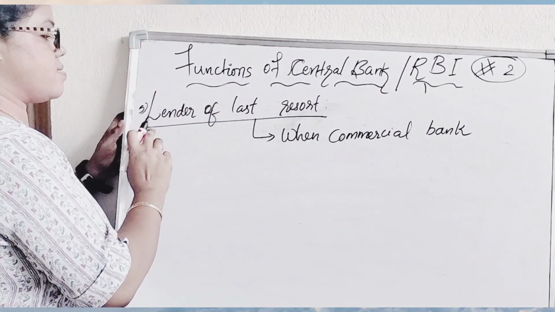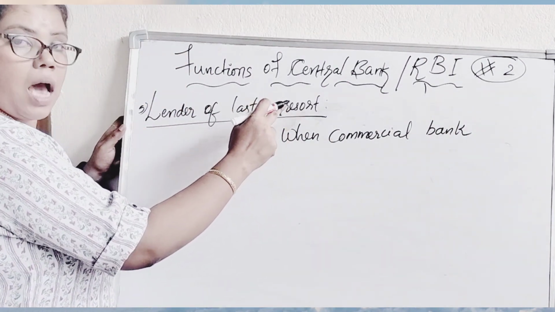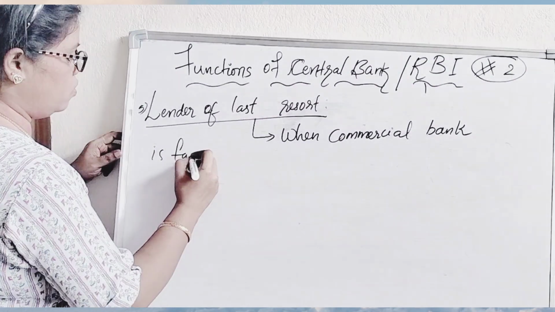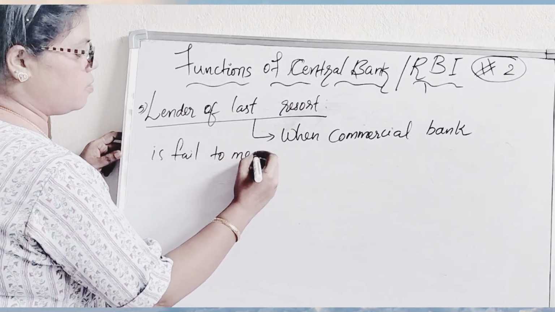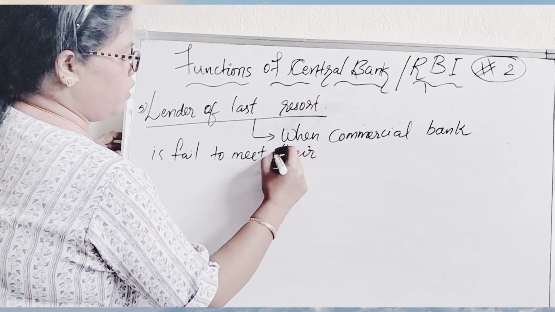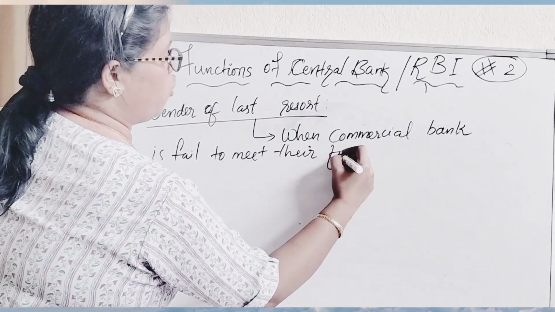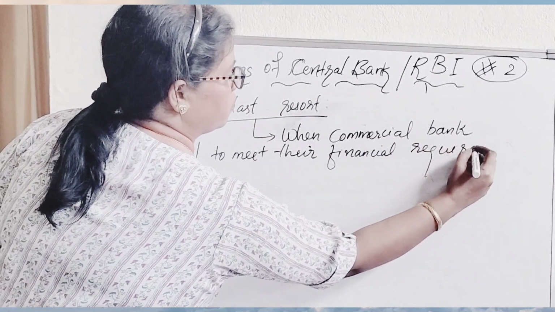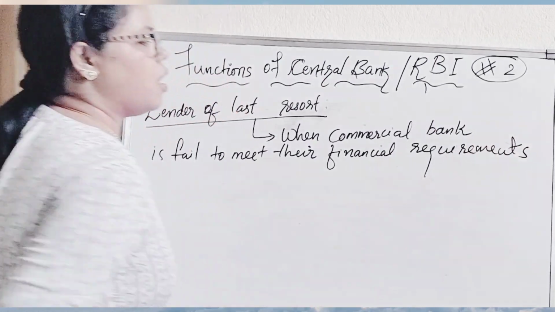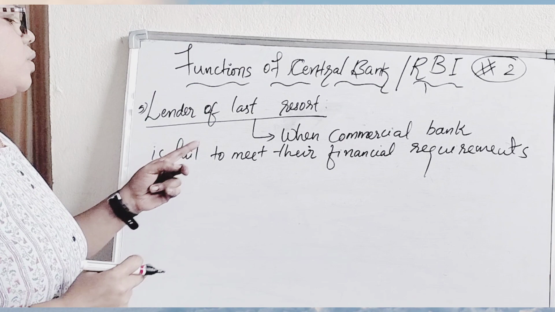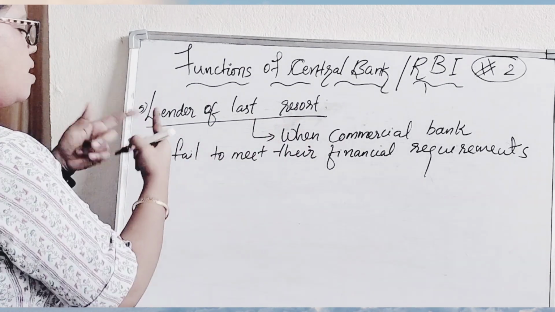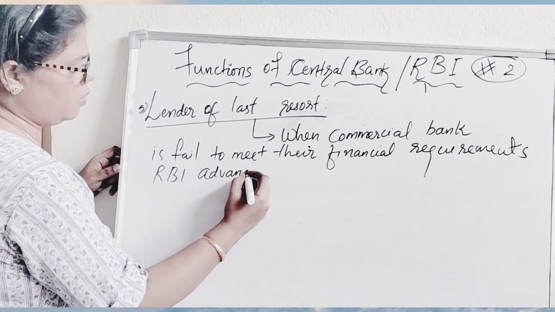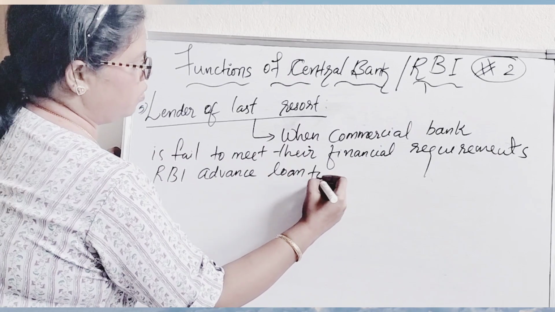See, the next function we are discussing is the lender of last resort function of RBI. Here, when the commercial bank fails to meet their financial requirements, what does the RBI do? The RBI advances loans to the commercial bank.